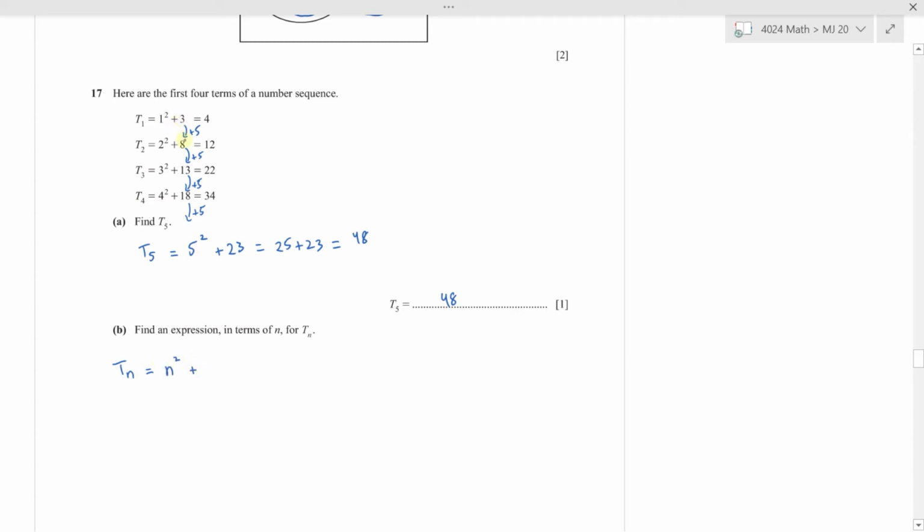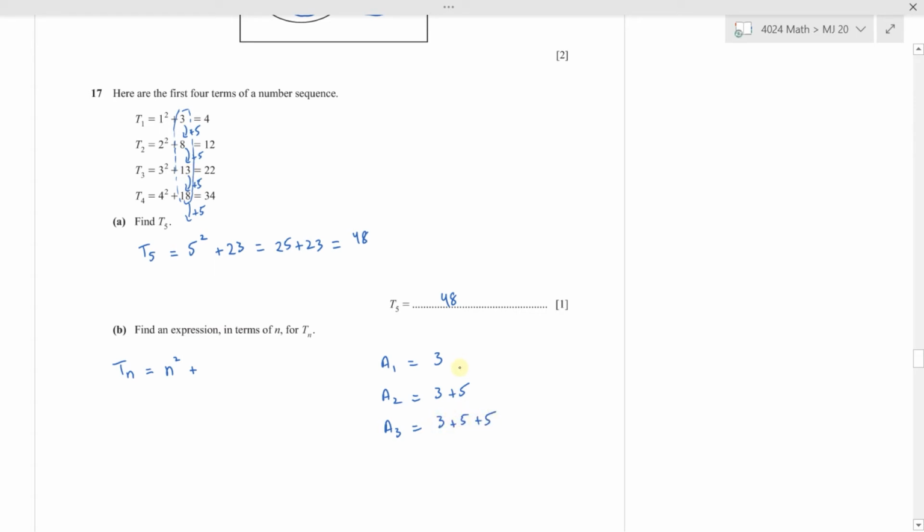Now, if you look at the numbers that are being added, they form their own sequence. Each time you add 5 to get the next number. Let me separate out this sequence here. Since they are being added, let's call them A1. Your A1, the first number being added, is 3. Your A2, the second number being added, is 8, so 3 plus 5. Your third term is 13, which is 3 plus 5 plus 5.